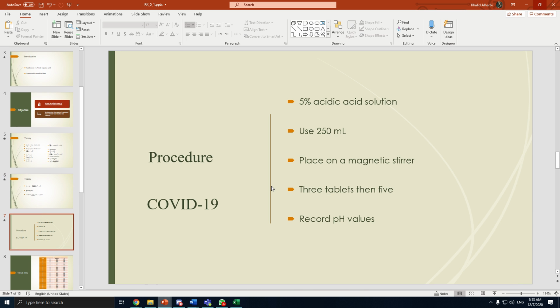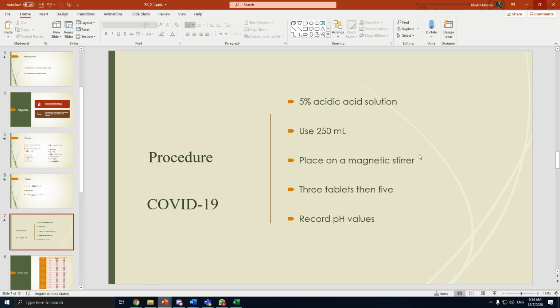As for the procedure, unfortunately, due to the COVID-19 crisis, we were unable to perform the experiment ourselves, but the professors were kind enough to provide videos that illustrate the experiment procedure and data analysis in a very decent way. However, to summarize the procedure, we start by preparing a 5% acetic acid solution, then use 250 ml of that 5% acetic acid solution in a 500 ml beaker.